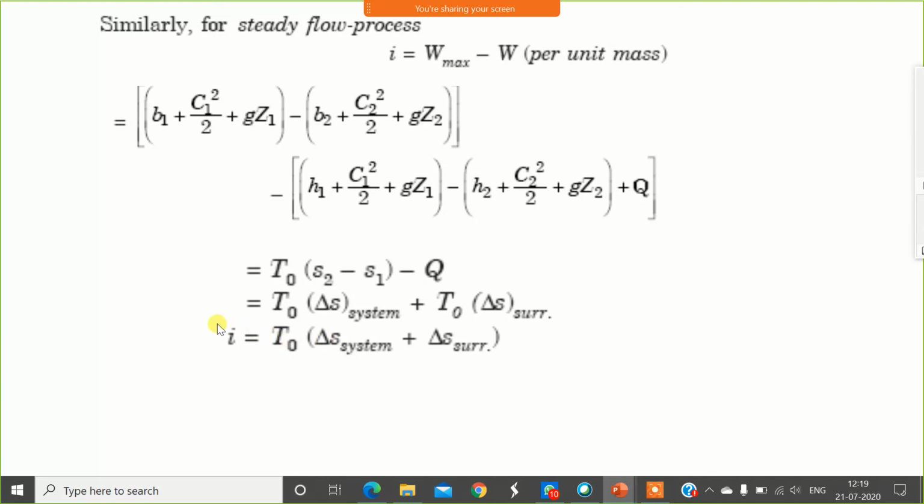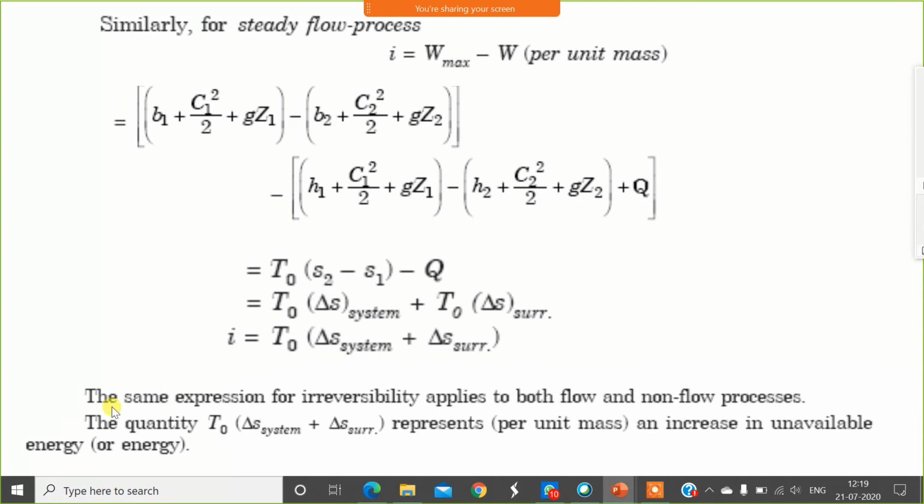It means irreversibility is the same for closed system and open system. The same expression for irreversibility applies to both flow and non-flow processes. The quantity T0 (delta S system plus delta S surroundings) represents an increase of unavailable energy.